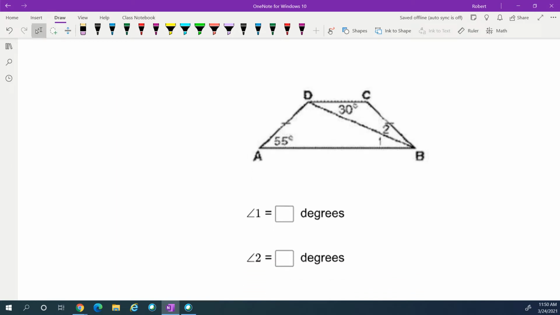Very similar question. So the first thing we're going to do is our alternate interior angle. Now in this question, what we want to do next is we're going to say, since it's an isosceles trapezoid, the base angles are congruent. So that's the property that we're using. So the 55 on the left is equal to the 30 plus angle 2 on the right, and we get 25.